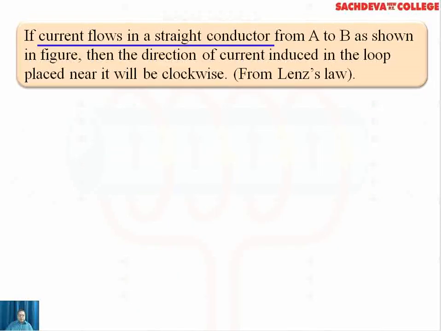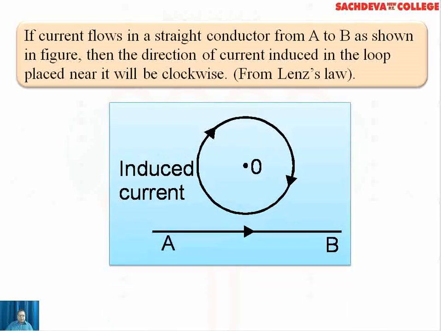If current flows in a straight conductor from A to B as shown in the figure, then the direction of current induced in the loop placed near it will be clockwise, and that is also in accordance with Lenz's law. So there is a straight conductor AB, we are passing current in it from left to right, and the current is induced in the coil and it is moving in the clockwise direction.